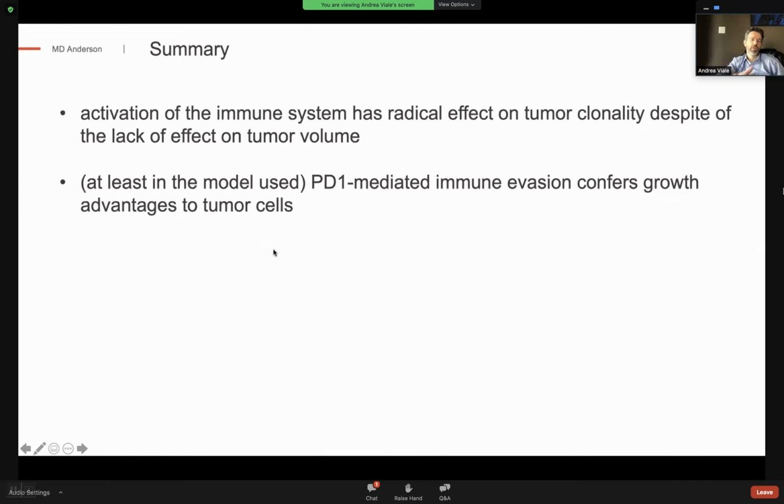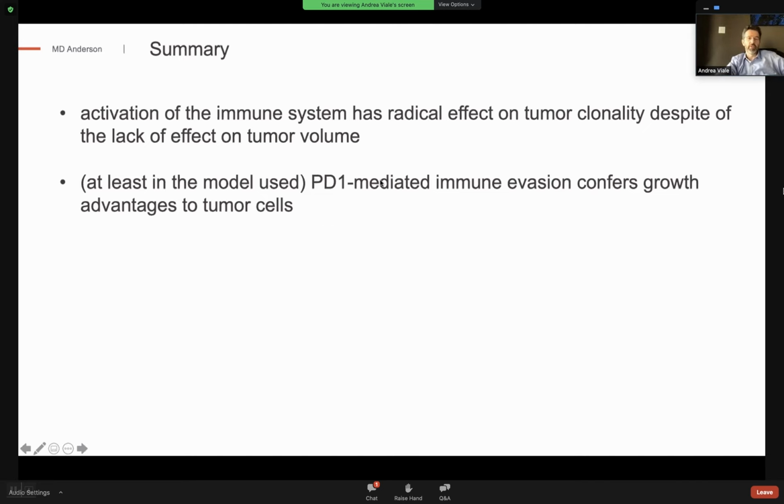And so, a brief summary for this part: we uncovered that the activation of the immune system has a radical effect on tumor clonality despite the lack of effect on tumor volume. This is something that we see repeatedly in our models and using CRTs. So again, if in your model you do not see a volumetric effect of the treatment, whatever it is, you could still expect to have a huge reshuffling in terms of clonality.